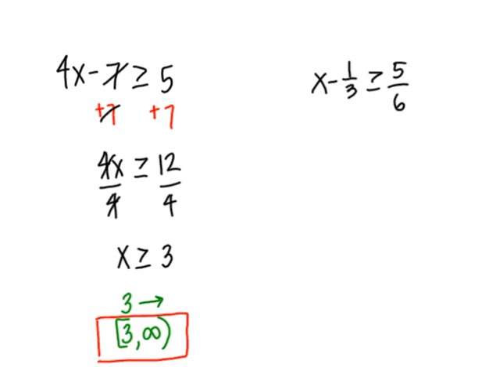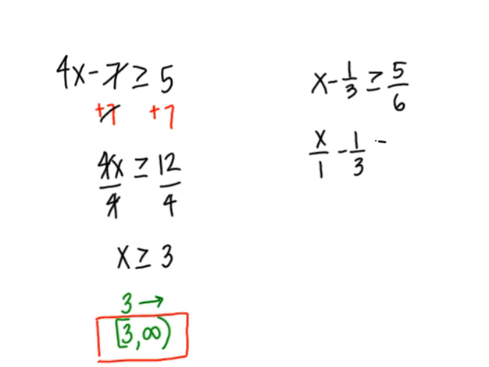My next problem is x minus 1/3 is greater than or equal to 5/6. There are two different ways to work this problem. In section 2.1, for equations, we worked this one by adding 1/3 to both sides, and that way would definitely work. The second way we can work it is by canceling out fractions, and that's how we worked our equations in section 2.3. So I prefer to work it by canceling out the fractions.